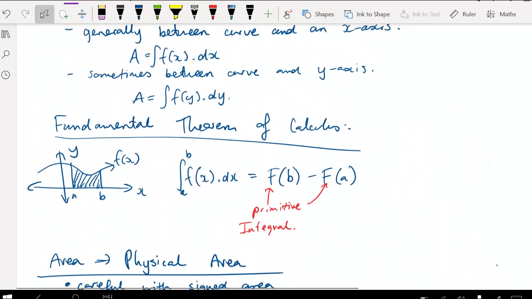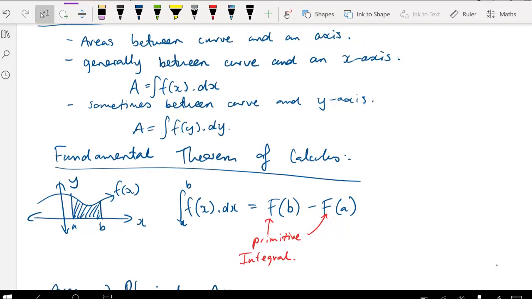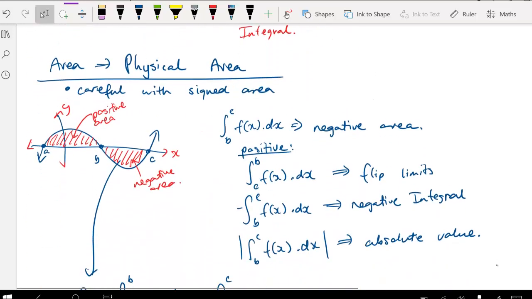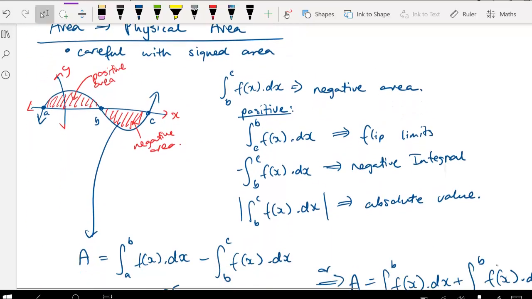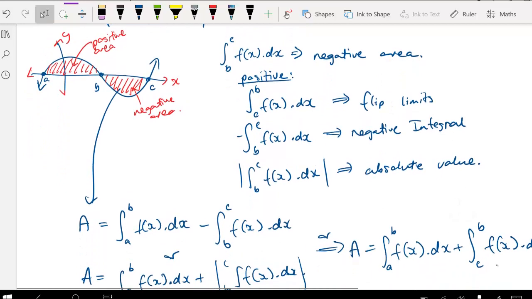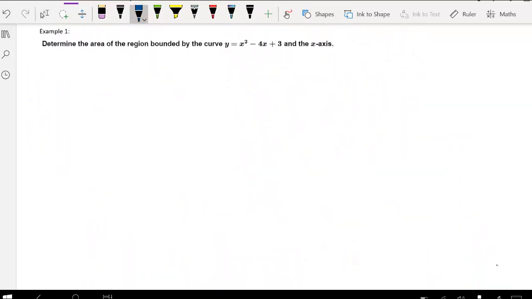Alright, so these should all be concepts you covered in mathematical methods. What we're going to do now is look at a couple of examples, and the lesson will be a review. Okay, so for our first example, we're looking to determine the area of the region bounded by the curve x squared take 4x plus 3 and the x-axis.